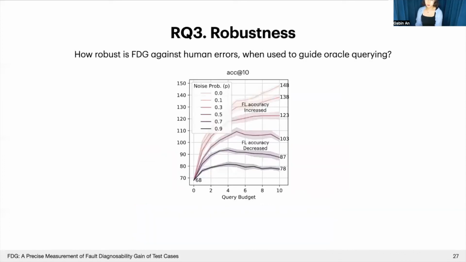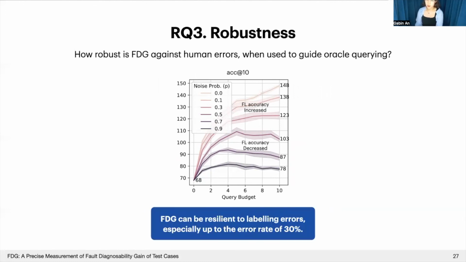The next research question concerns the robustness of the scenario. During our scenario, humans can mislabel the test cases, and those labeling errors can degrade the FL performance. But by how much? Our results show that despite some errors in labeling, especially up to the error rate of 30%, adding new test cases still increases the FL accuracy compared to the initial test suite. This is because correctly labeled subsequent test cases can mitigate the impact of earlier labeling errors.